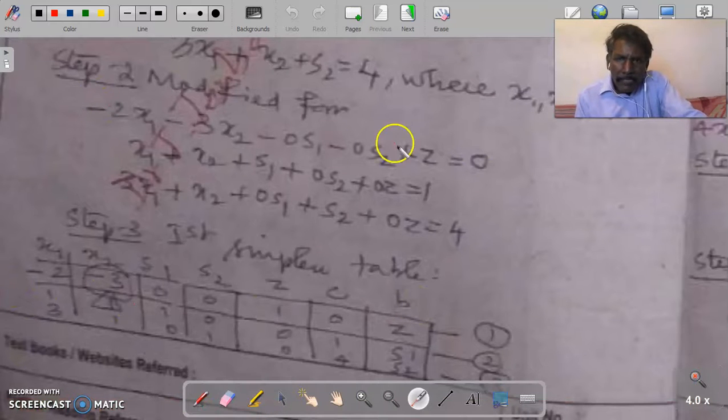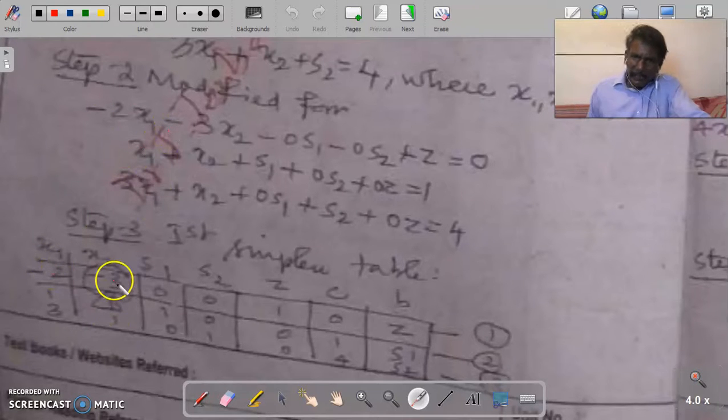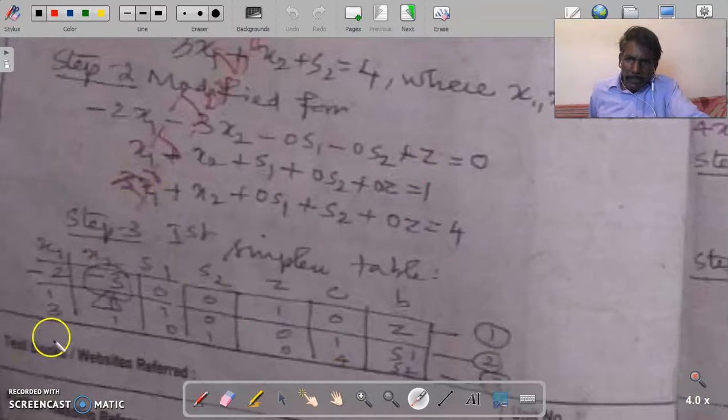Then I am writing the first objective function here, minus 2. Its coefficient I am writing here. Coefficient here is minus 2, here minus 3, here 0, here 0, here 1. Constant is 0. Then here x1 coefficient is 1, x2 coefficient is 1, s1 coefficient is 1, s2 coefficient is 0, and Z coefficient is 0 and 1. Last one, the coefficients are 3, 1, 0, 1, 0, 4.